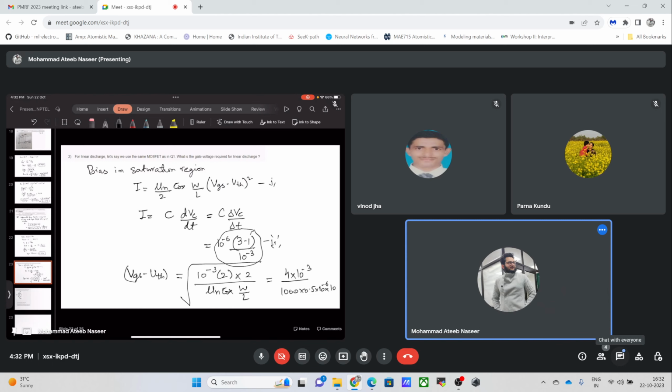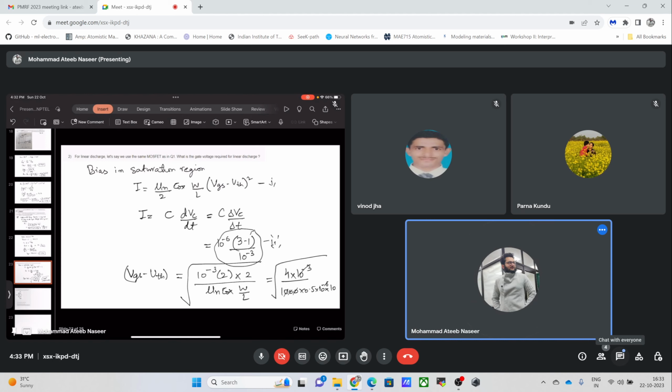Simply 10. Okay, this whole thing under the square root. This is 10 to the power of minus 3. It will go with this thing, and this will also go. It will be simply 4 by root of 4 by 5. Root of 4 by 5 is simply 0.8. Root of 0.8 is what it is? Let me check. Root of 0.8 is 0.894.